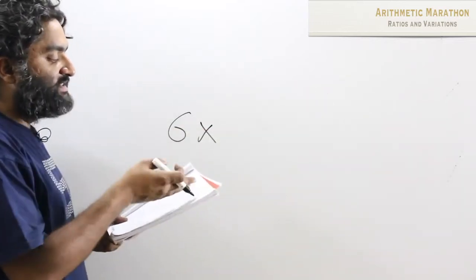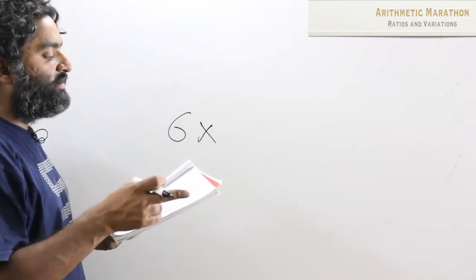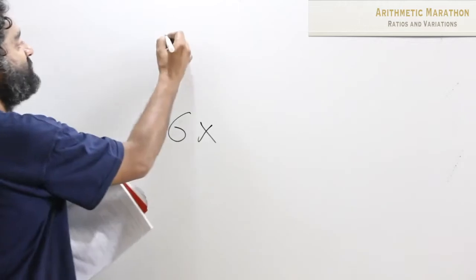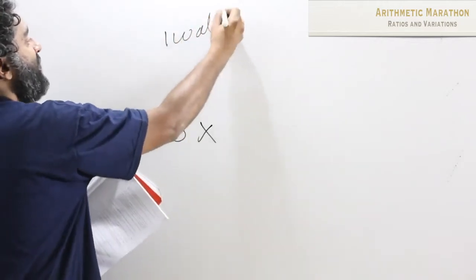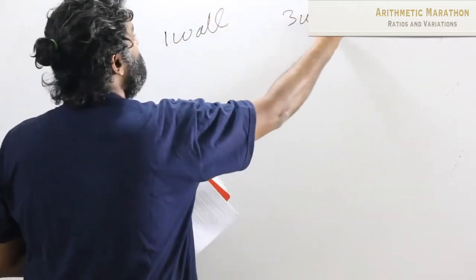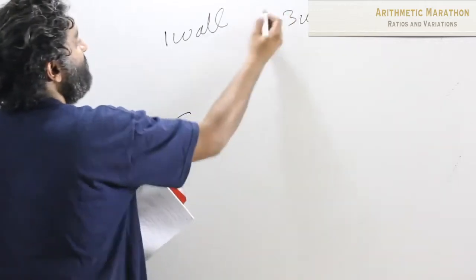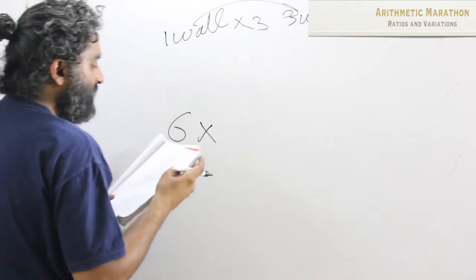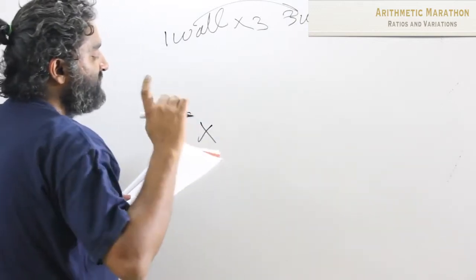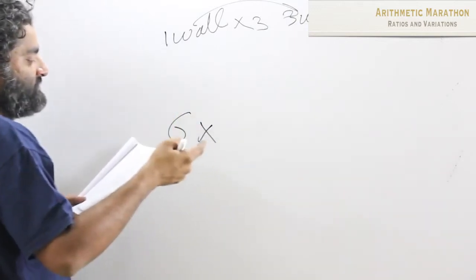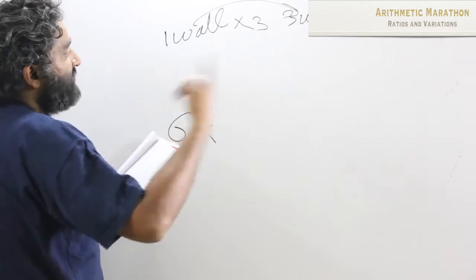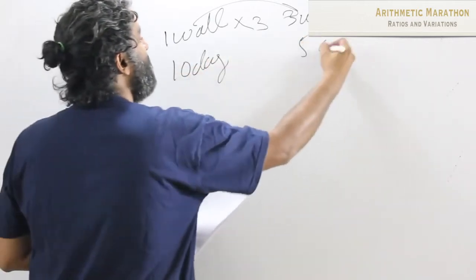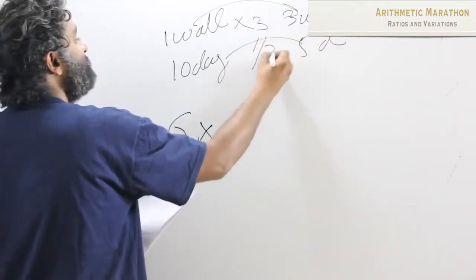It says 6 laborers can build a wall, and if I scan through the question it says 3 such walls. So first of all there was 1 wall and later in the story there are 3 walls. What is the multiplying factor for walls? 3, right? To go from here to here. Then it says 6 laborers can build a wall in 10 days. And later it becomes 5 days, right? So 10 days and 5 days, the multiplying factor is 1 by 2.